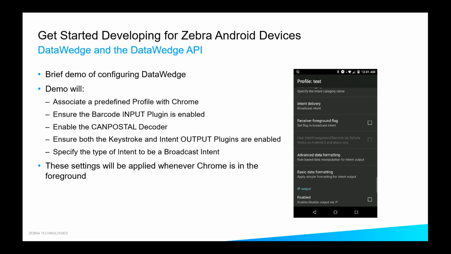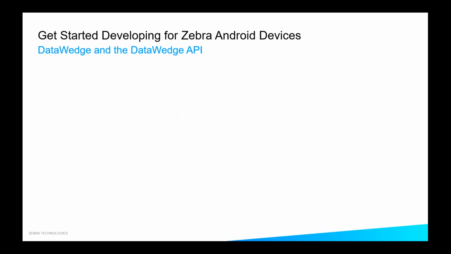So whenever Chrome now comes to the foreground, those settings are applied. DataEdge is clever enough to monitor that Chrome is in the foreground, and so I'm going to send data through both keystrokes and intents. Obviously, that example is a little bit constructed because you can't have Chrome handle custom intents, but the principle is there, hopefully. So that's DataEdge, how you gather data.